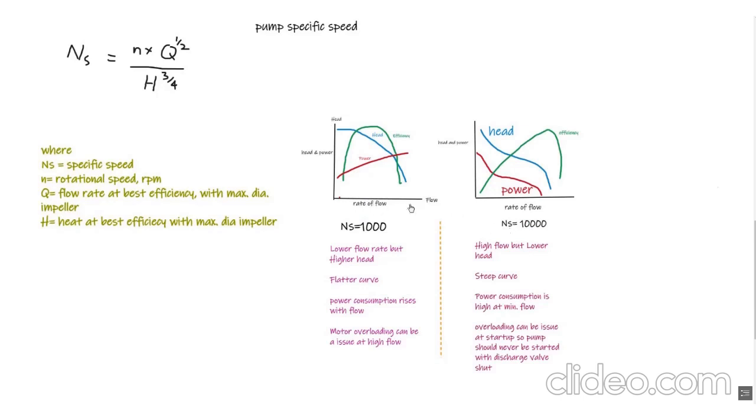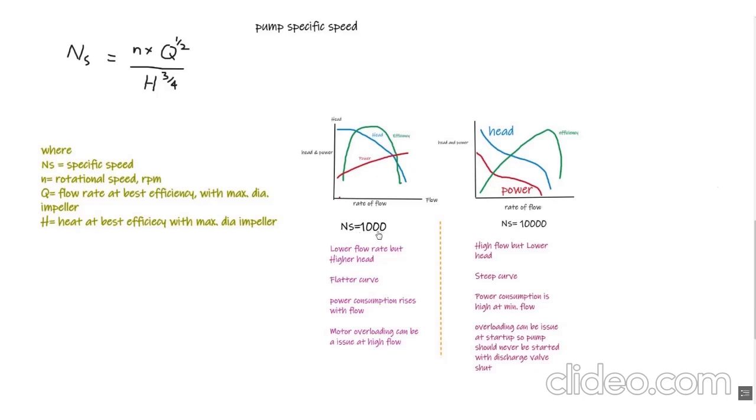Okay, so how does it affect the shape of the pump curve? We have two pump curves, one at 1000 specific speed, whereas the other at 10,000 specific speed. You can see in the pump curve the green line showing the efficiency curve, the blue line showing the head curve, whereas red is shown as the power curve required for the motor.